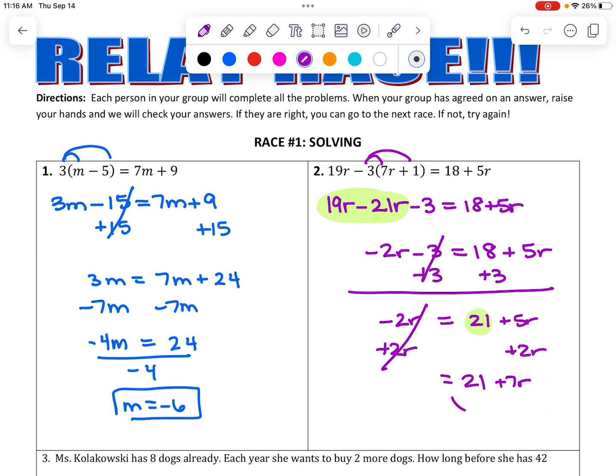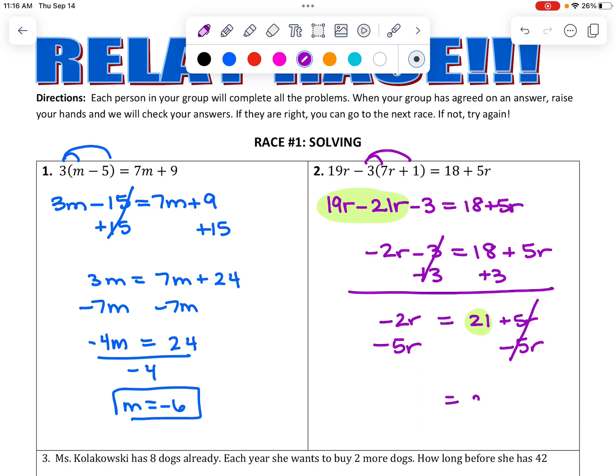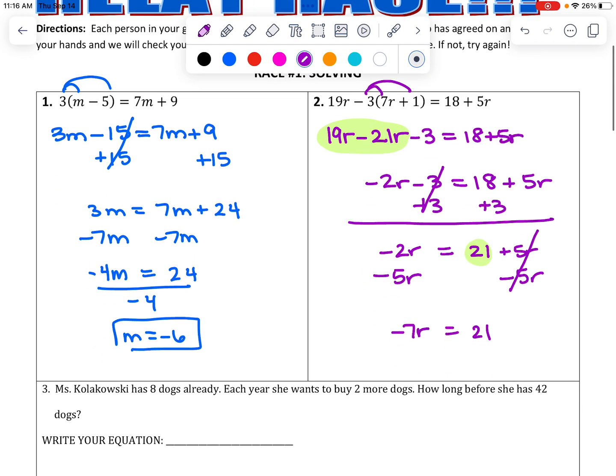A lot of kids will move the equal sign over here to be this, but it doesn't make any sense. You can't move the equal sign. That's fixed. So at this point, I'm going to bring the r's together by moving the 5r by doing its opposite. That way the 5r's produce a 0, leaving me just a 21. And that's -7r. Divide both sides by -7, and r equals -3.